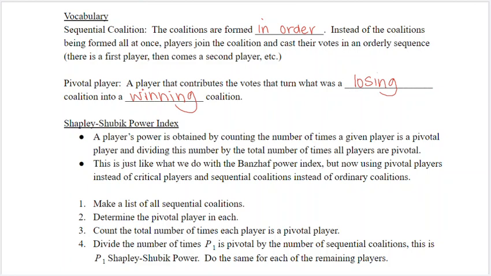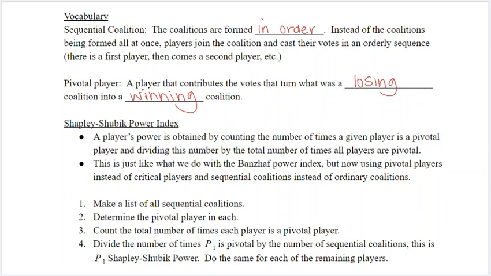So, in the Shapley-Shubik power index, a player's power is obtained by counting the number of times it is a pivotal player and dividing by the total number of pivotal players. So basically, same thing as Banzhaf, except now we're using pivotal players instead of critical players, and sequential coalitions instead of ordinary coalitions.